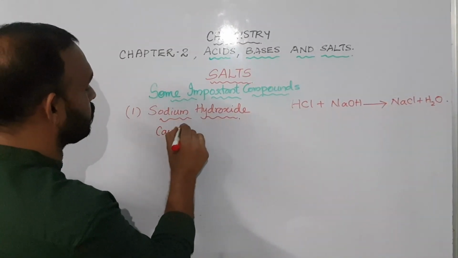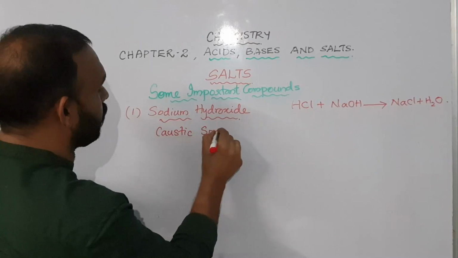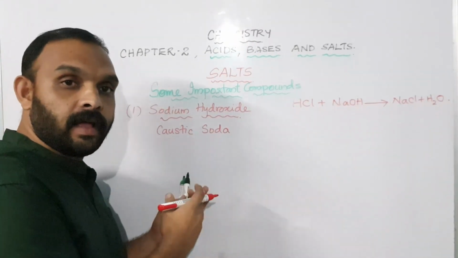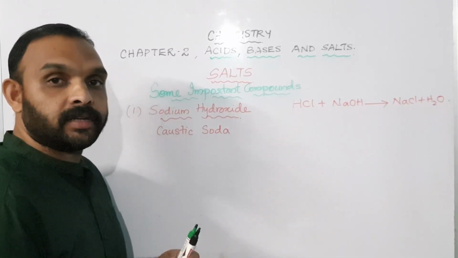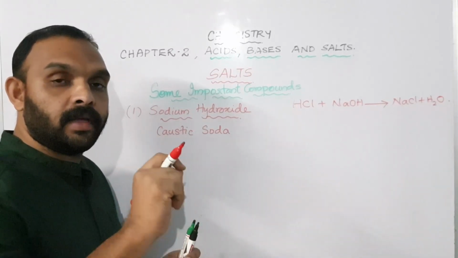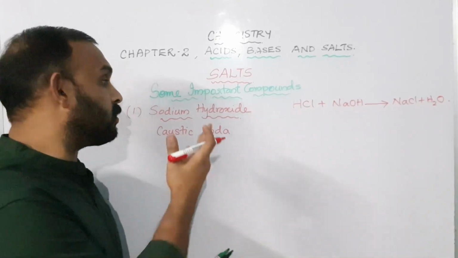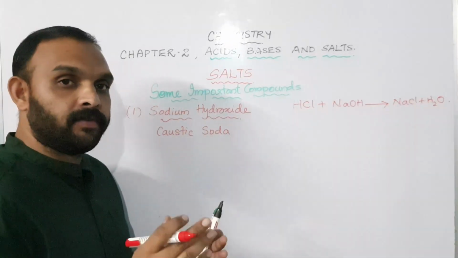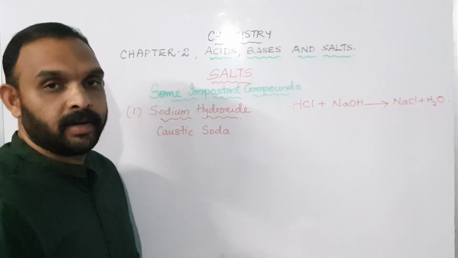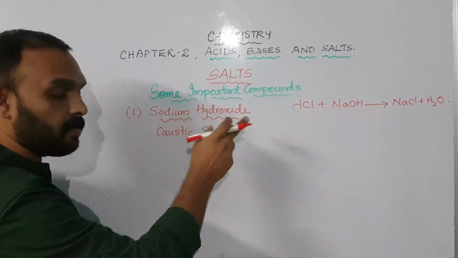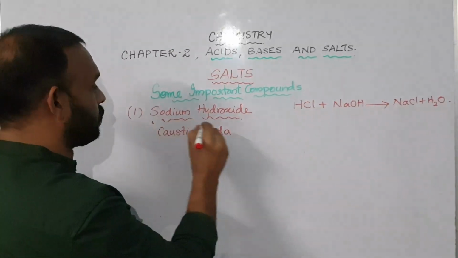Its another name is caustic soda. Don't forget it, because maybe its another name may be asked for the examination. You know the question may be like this: write the preparation of caustic soda. You may be knowing about sodium hydroxide, but if you don't know the other name, you will be in trouble. Clear? So don't forget the other name of sodium hydroxide, that is caustic soda.